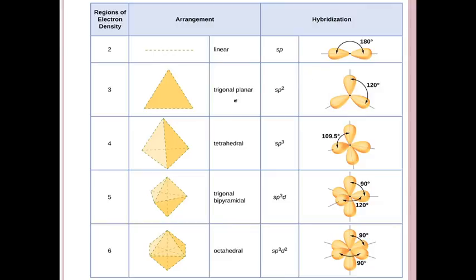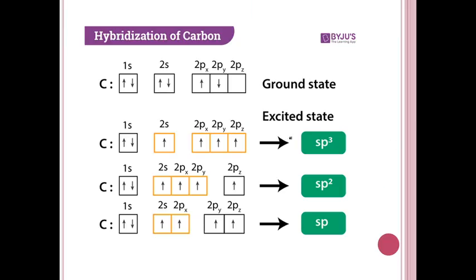So again, one table that gives us an idea about the angle. sp hybridization usually has a linear shape, which means 180-degree angle, and sp2 means 120-degree angle for trigonal planar. And for tetrahedral shape, it is 109.5-degree angle. In the trigonal bipyramidal, the angle is 120 degrees, and in octahedral all are 90 degrees. Got it? Okay.